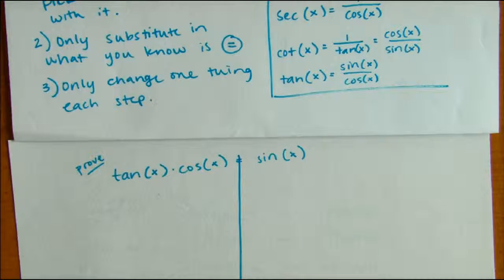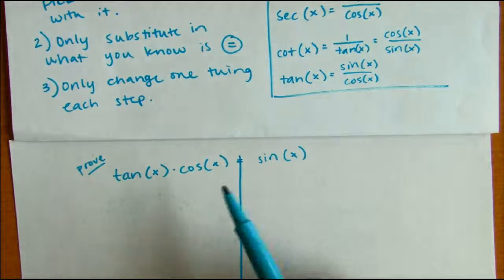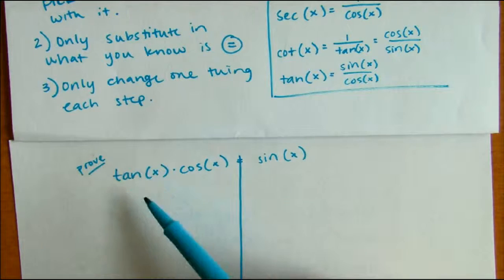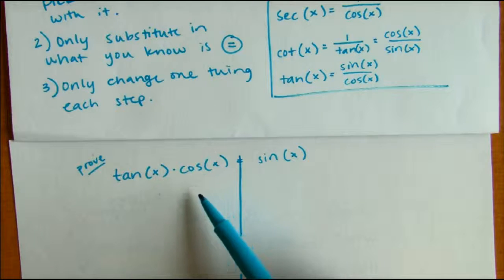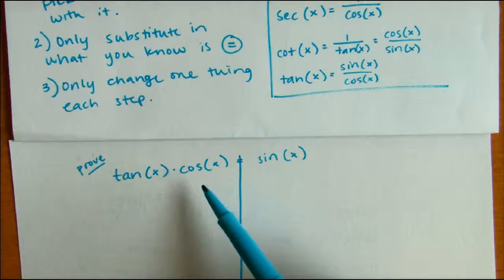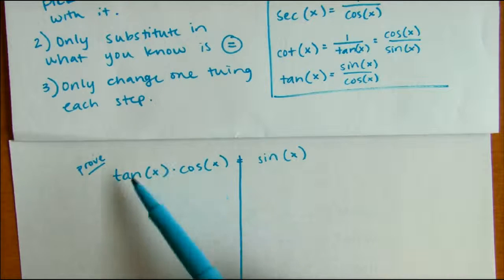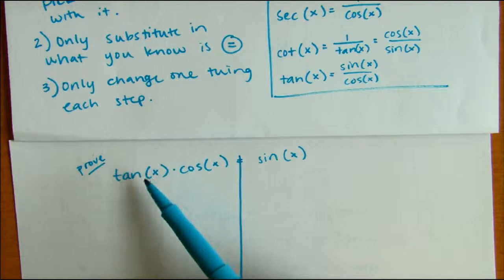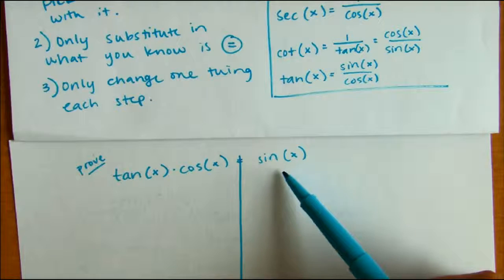So the first challenge is figuring out which side to change. Almost always it's going to be the left-hand side that you're going to change, but really you're looking for which side has more going on. Like which side has more functions, more multiplication, more division, that sort of thing. And in this proof, you'll notice that the left side has more going on, the right side only has sine.